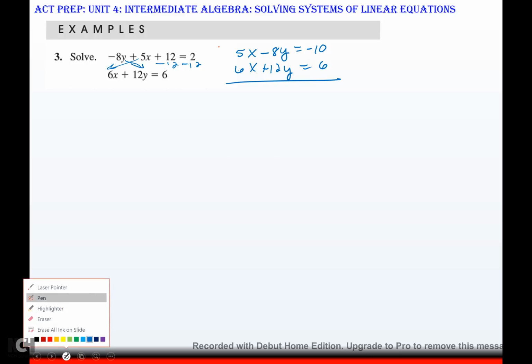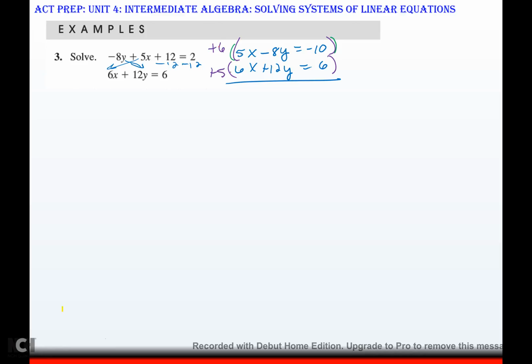So pay attention. Better than me, obviously. Alright, so I'm still going to kill the x's because they're smaller. So if I'm going to do x's, then positive 6 goes to the top, positive 5 goes to the bottom. These guys came out the same, so I need to make them different. So I'm going to make the bottom negative. So on top, I'm going to have 30x minus 48y equals negative 60. On bottom, I'm going to have negative 30x minus 60y equals negative 30.